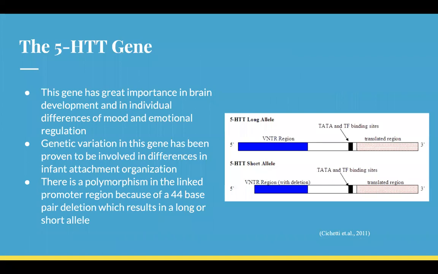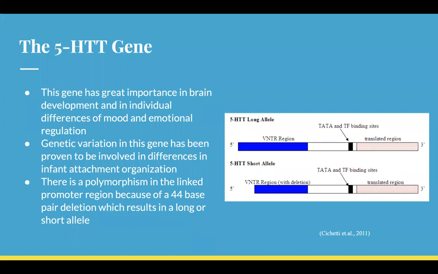And so just to get into the 5-HTT gene, this gene has great importance in brain development and in individual differences of mood and emotional regulation. So it's really important in the mood and emotional regulation, which usually ends up being influenced by attachment style. So those things usually go pretty hand in hand. And genetic variation in this gene has been proven to be involved in differences in infant attachment organization.